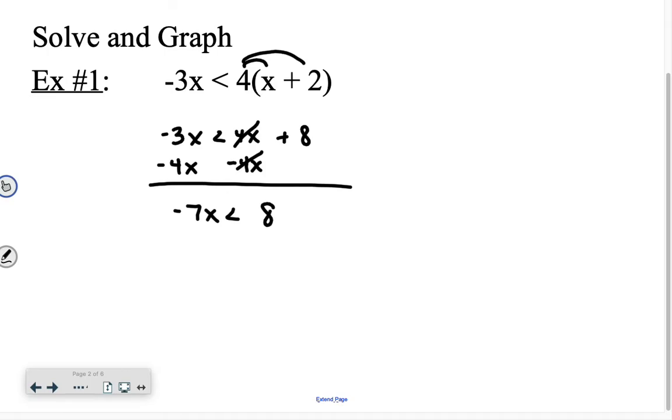And last step then, divide both sides by a negative 7. And now, yep, you beat me to it. Now, because I'm dividing by a negative 7, I need to flip the inequality symbol. So instead of x being less than some number, now it's actually going to be x is greater than. Negative 8/7 is not a very nice number, so just leave it as negative 8/7. As always, if you can reduce, you should. In this case, we can't, so we'll just leave it alone.